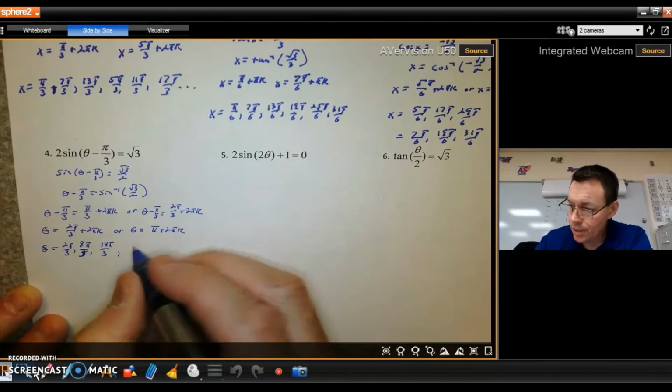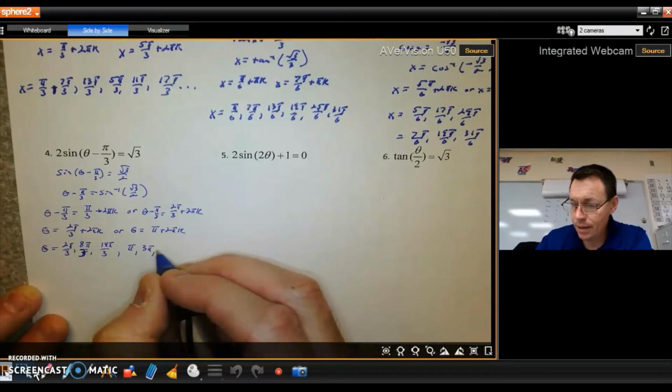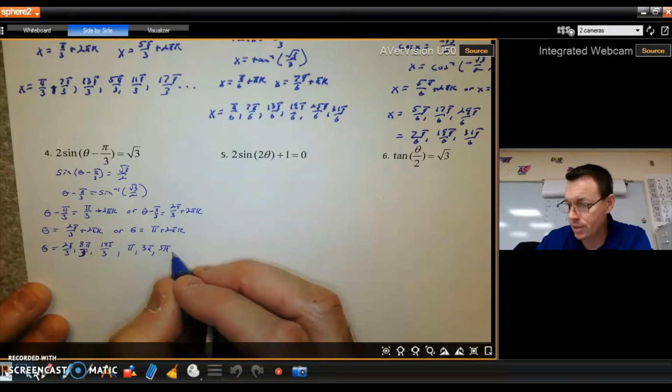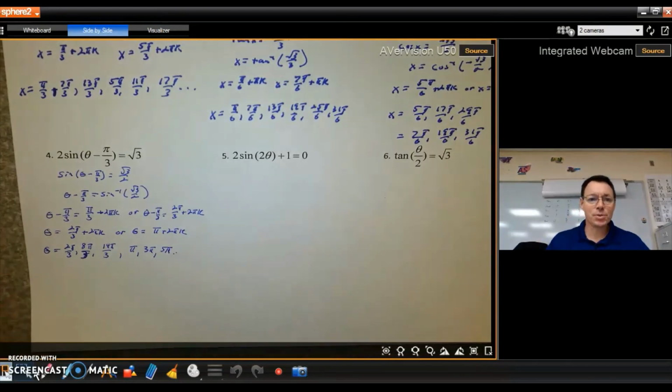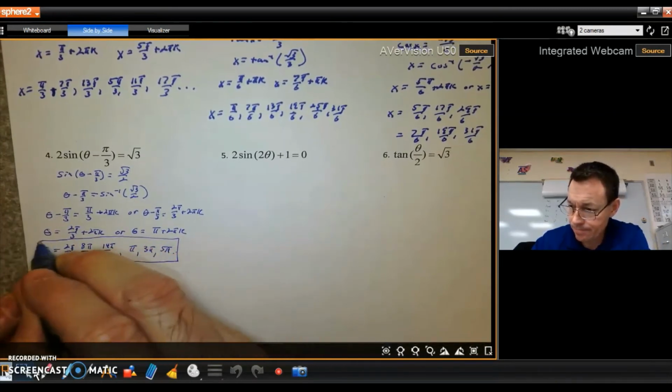But then also over here, I've got pi. I'm adding 2 pi to pi, so I've got 3 pi, and then I've got 5 pi, and it would go on forever and ever. Okay, so those are 6 possible solutions to this equation. So there's my 6 answers.